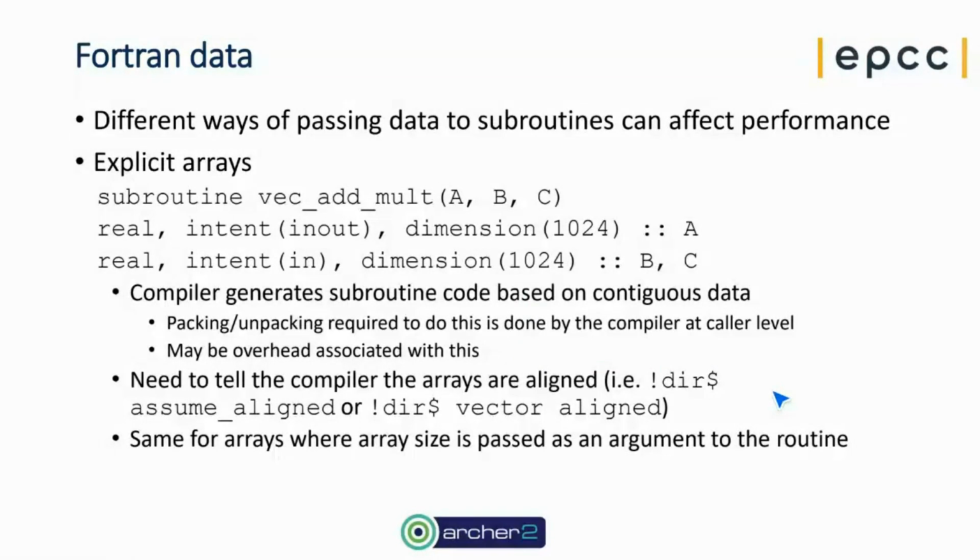And then you need to tell the compiler that these things are aligned, because they're coming in through the argument list. The compiler doesn't know anything about what you're passing in here. What you pass in could be some arbitrary element of an array in the calling routine. So the compiler has no idea about the alignment here, and you're going to have to tell it.